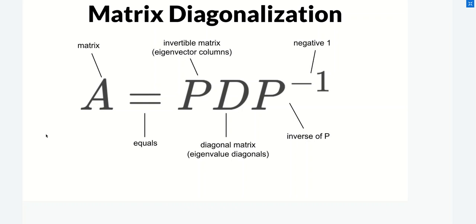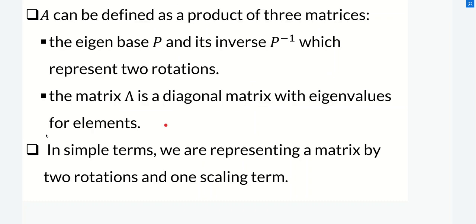So this is the explanation. A is our matrix, equal to P, the invertible matrix of eigenvector columns. So this matrix here is gotten from the eigenvectors. Then this is your diagonal matrix. Then this is the inverse of P. In this book, they use this symbol; in the lecture I used this symbol for that. I didn't use the D. So A can be defined as a product of three matrices.